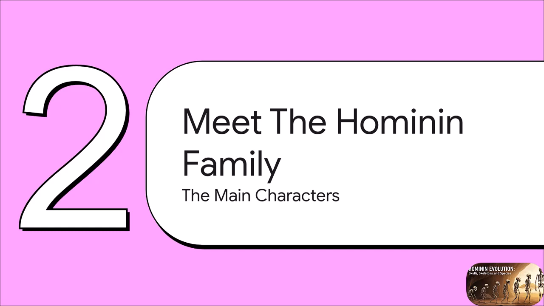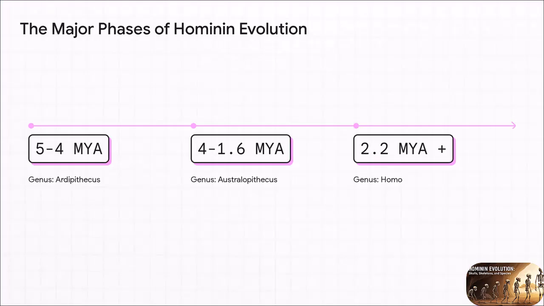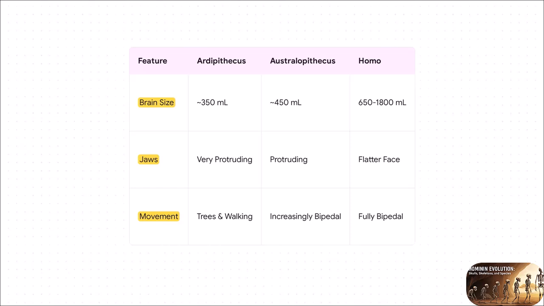All right, now that we've got the lingo down, let's meet the main characters. These are the three major groups, the three genera, that lead us to, well, us. Our story kicks off way back with the group called Ardipithecus, around 5 million years ago. Then comes the famous Australopithecus, and finally, our very own genus Homo shows up on the scene. Now this chart is where it all comes together. You can literally watch the trends unfold over millions of years. Look at the patterns. Brains get way bigger, faces get flatter, and walking upright on two legs, that's called bipedalism, becomes the main way to get around.